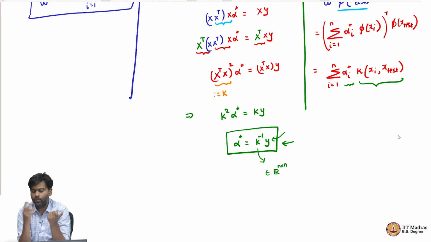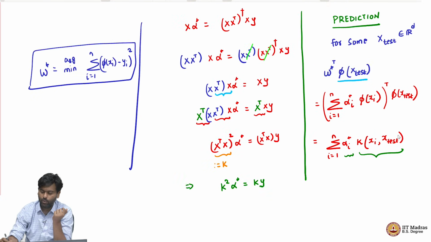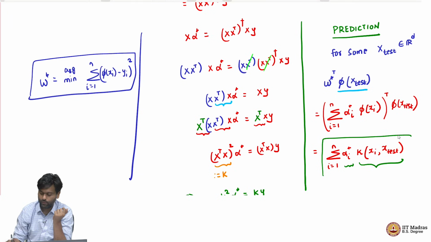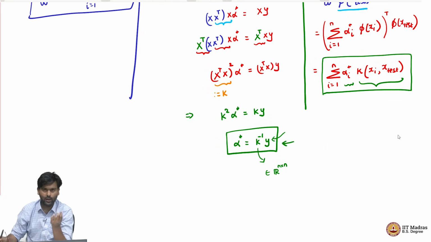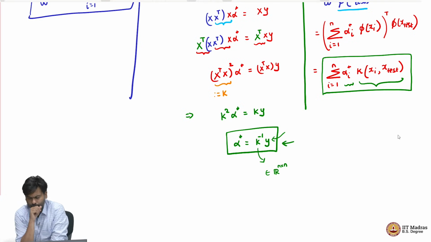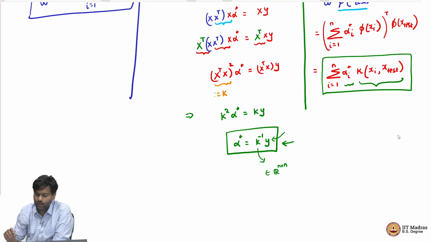Now once you have alpha star, for a new data point, any data point x test, you simply compute the prediction as the sum over i equals 1 to n of alpha i star times the kernel function evaluated at xi and x test. You can think of the kernel function as asking how similar are these two data points. So given a new test point, I am seeing how similar this test point is to each of my training data points. That is what the kernel evaluated at xi comma x test is saying.